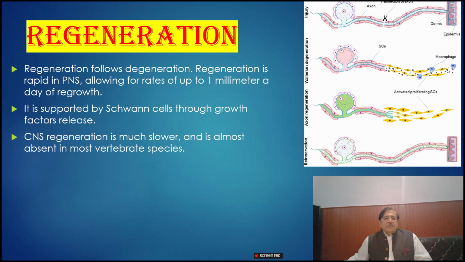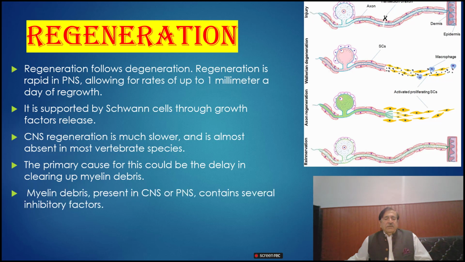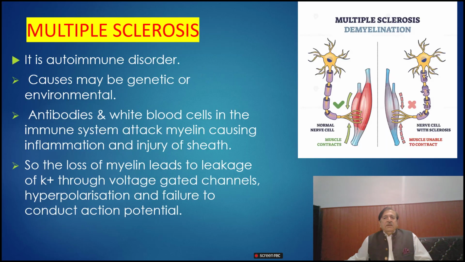CNS regeneration is much slower and is almost absent in most vertebrate species. The primary cause of this could be the delay in clearing of myelin debris. Myelin debris present in CNS or PNS contains several inhibitory factors. The prolonged presence of myelin debris in CNS could possibly hinder the regeneration.